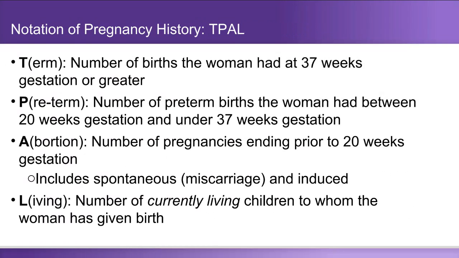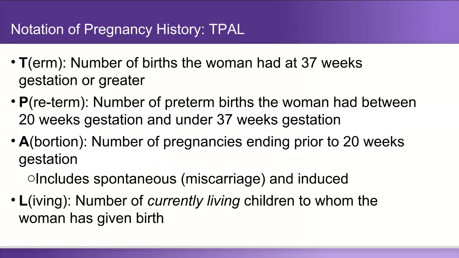And then we take these numbers and we do another history where we determine TPAL, which stands for how many term infants have you had? How many preterm, how many term pregnancies have you had? Again, we're not going by multifetal pregnancies. We're just saying number of pregnancies. So how many pregnancies ended up with a term gestation? How many pregnancies were preterm?